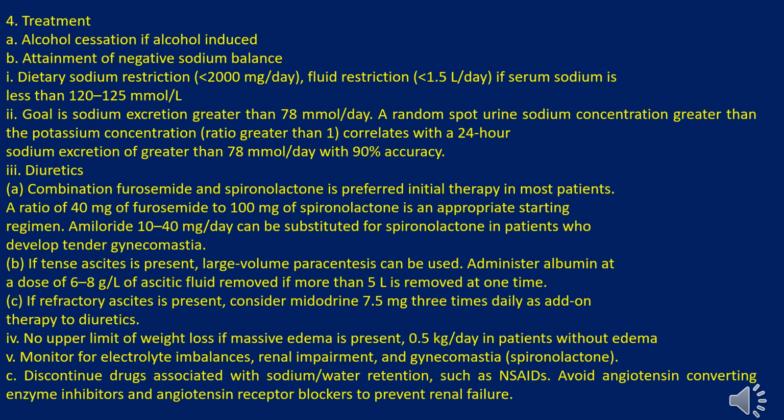B. If tense ascites is present, large volume paracentesis can be used. Administer albumin at a dose of 6 to 8 grams for every liter of ascitic fluid removed if more than 5 liters is removed at one time. C. If refractory ascites is present, consider midodrine 7.5 mg 3 times daily as add-on therapy to diuretics.